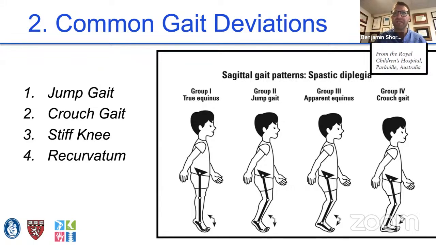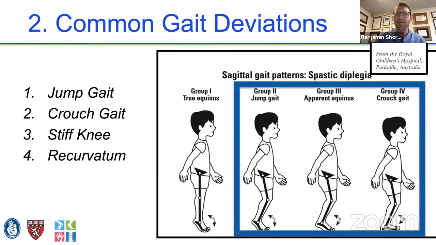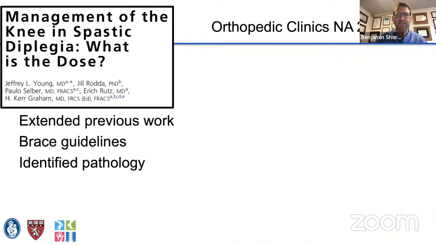Most young children with spastic diplegia are group 1. They have some spasticity and they're in equinus, but then over time as they get older, heavier, develop contracture, they migrate through group 2 to group 3 and possibly group 4. So we'll talk primarily about groups 2, 3, and 4, the jump gait, apparent equinus, and crouch gait today, and the surgical interventions associated.